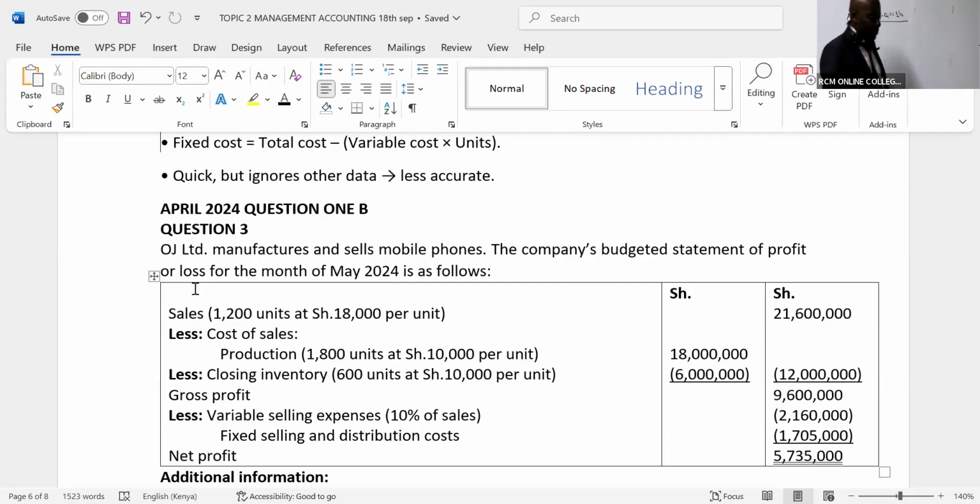So we are told here, OJ Limited manufactures and sells mobile phones. The company's budgeted statement of profit or loss for the month of May 2024 is as follows. You can see we sold 1,200 units. The sales figure has been given there, isn't it? Cost of sales, we produced 1,800. So if we produced 1,800 and we were able to sell 1,200, what was the closing stock? If we produce 18 and we sell 12, we are left with 600. So you can see closing is given there very beautifully.